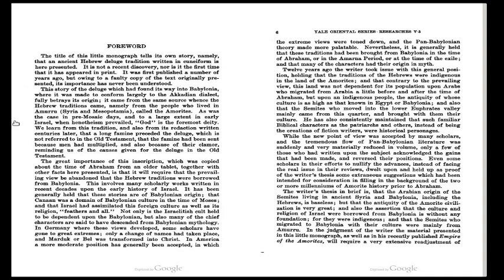In the judgment of the writer, the material presented in this little monograph, as well as in his recently published Empire of the Amorites, will require a very extensive readjustment of many views bearing upon the subject, as well as the abandonment of many others. Moreover, it also has bearings of a far-reaching character on many other Old Testament problems. Amuru, called the land of the Amorites, it might be added, is a geographical term which was used in ancient times for the great stretch of territory between Babylonia and the Mediterranean.